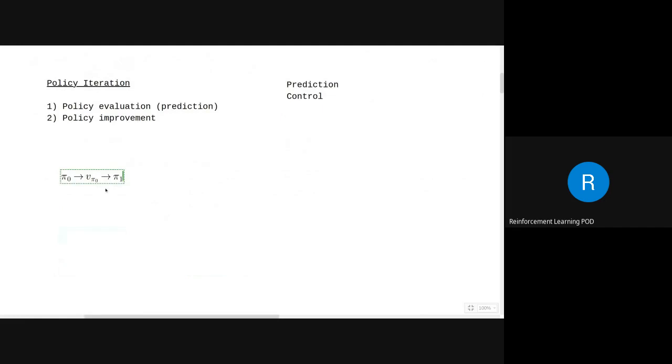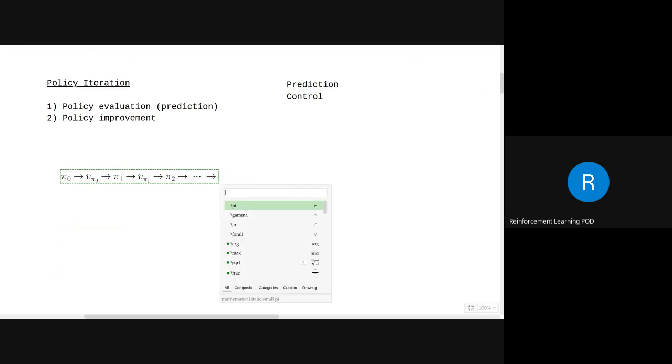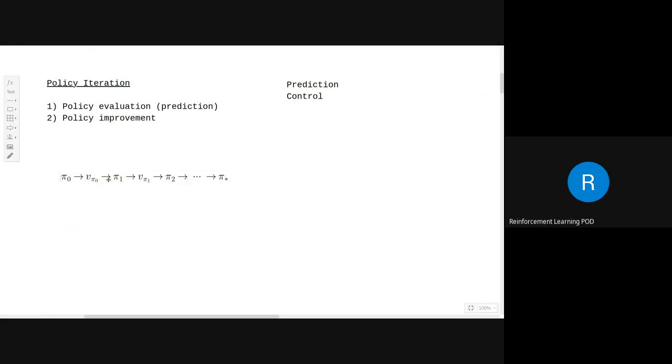Once you get pi 1, you repeat the whole procedure. You evaluate v pi 1, then be greedy with respect to that, go to pi 2. You'll keep doing this. And it turns out that here also you are guaranteed to converge to pi star. If you follow this procedure, you will certainly reach the optimal policy for finite MDPs. So that's the overall idea of policy iteration.